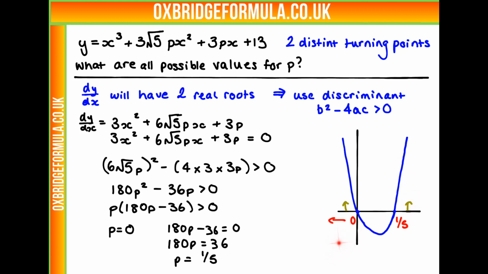So that's going to correspond to p being less than 0, and p being larger than a fifth. So our answers are going to be p is less than 0, or p is larger than 0.2, which is equal to a fifth. So our final answer is answer A.